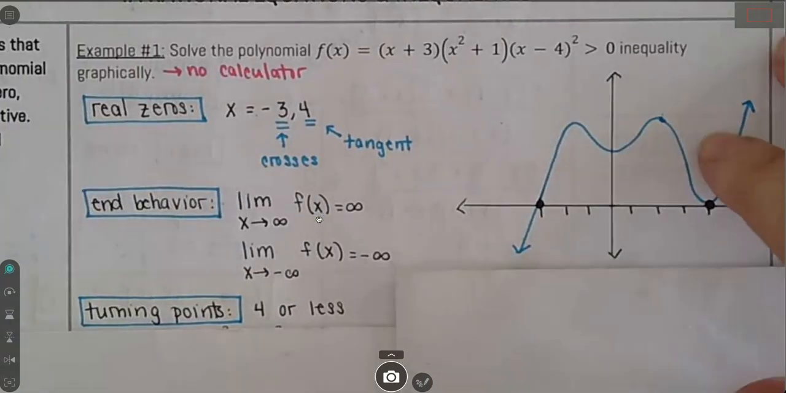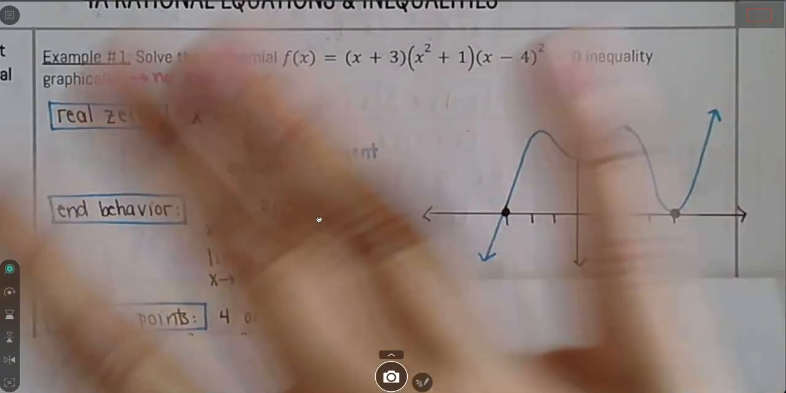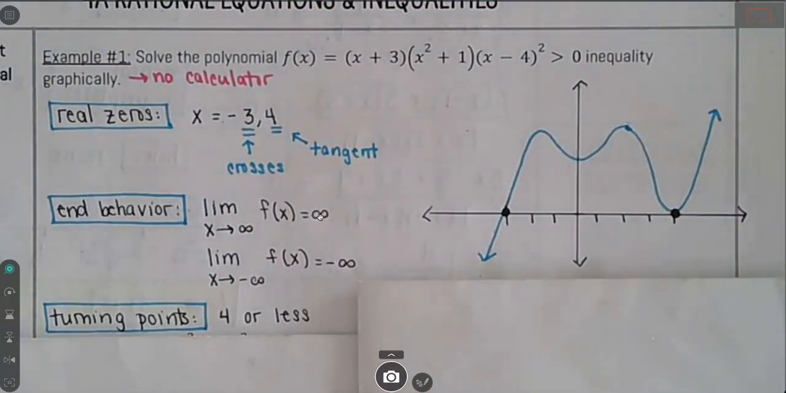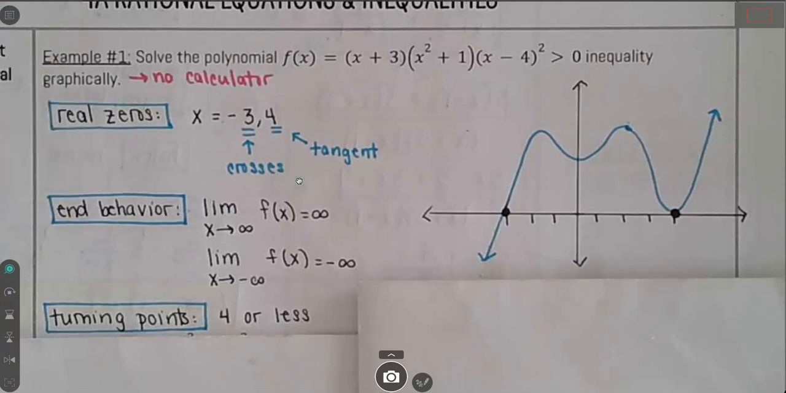If anyone is watching this on video, I forgot to hit record at the beginning of the notes. So far, we're in the middle of example 1. You're finding, in interval notation, where the polynomial is greater than 0. So you're looking at where the graph is above the x-axis, in interval notation.